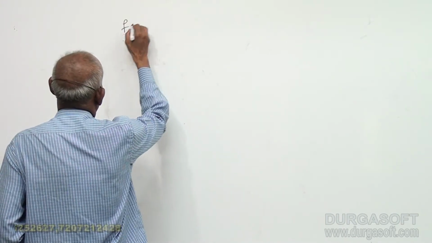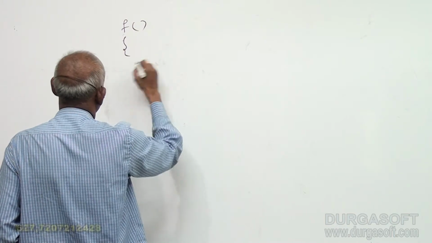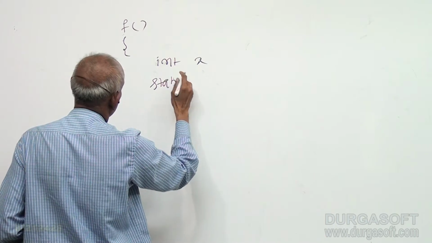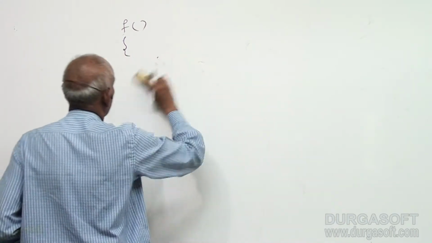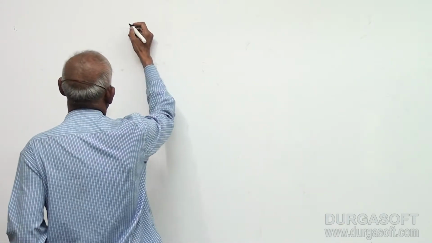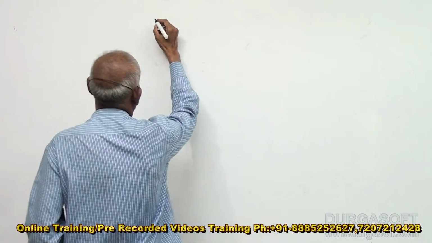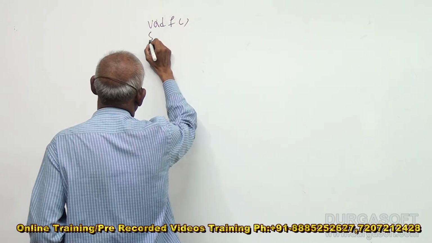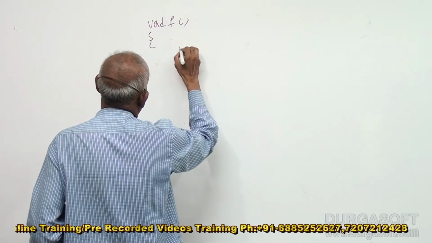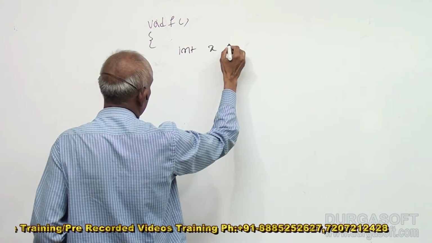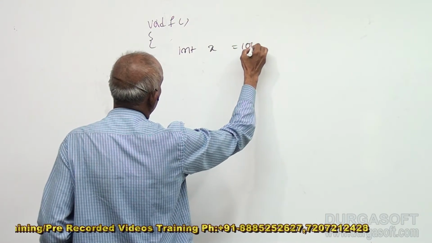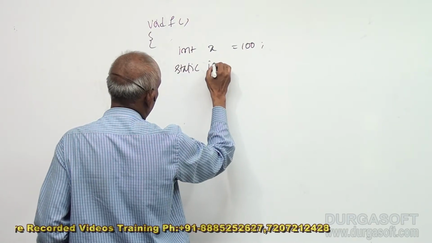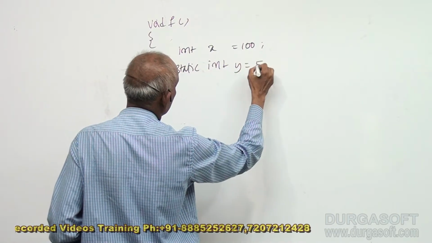Suppose I have a function f, I have two variables. I'll write small things: void f, int x is equal to 100, static int y is equal to 500.